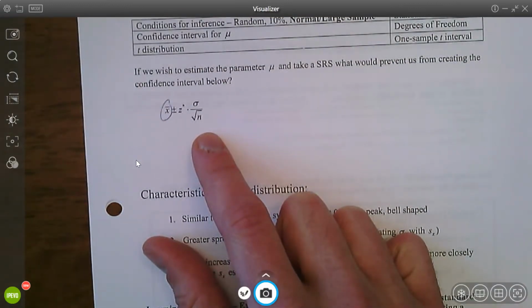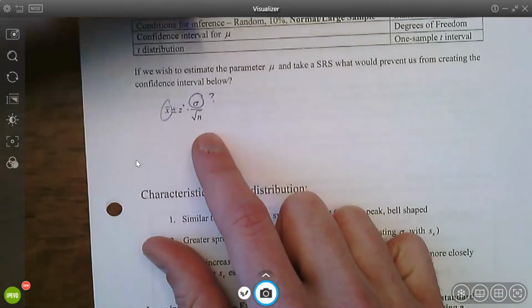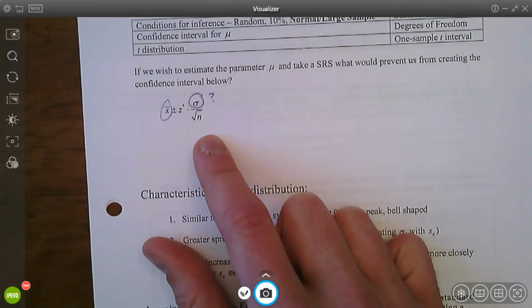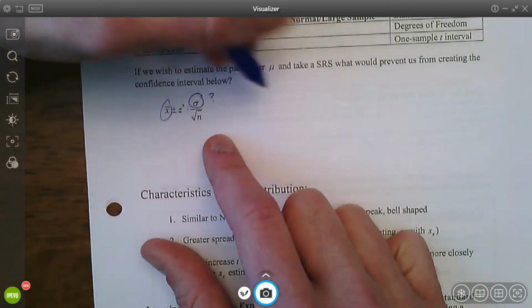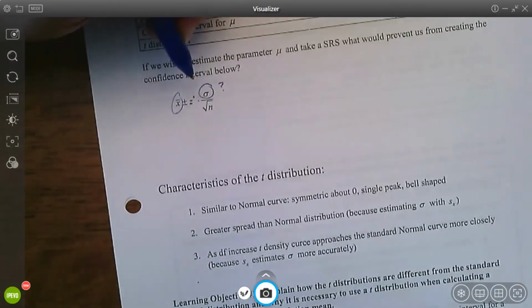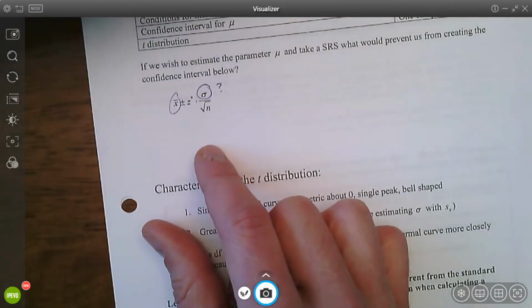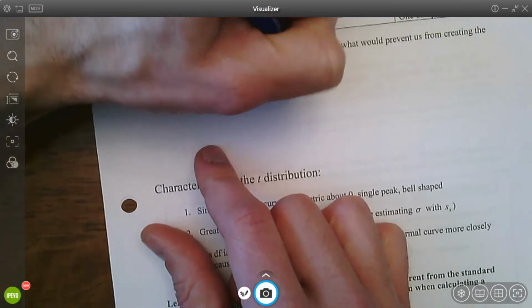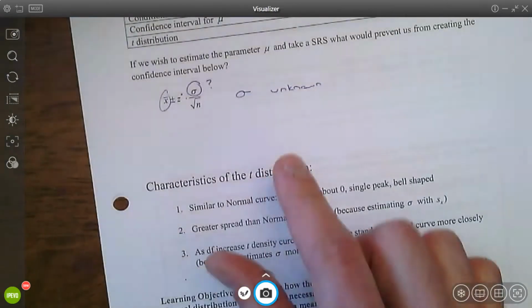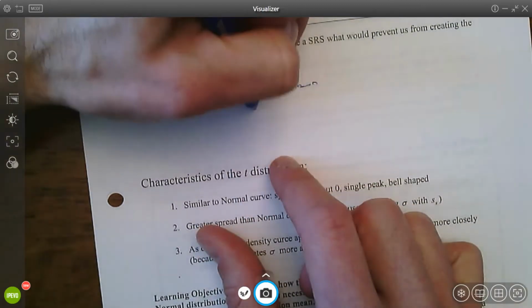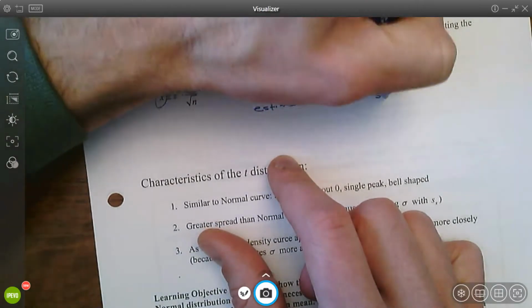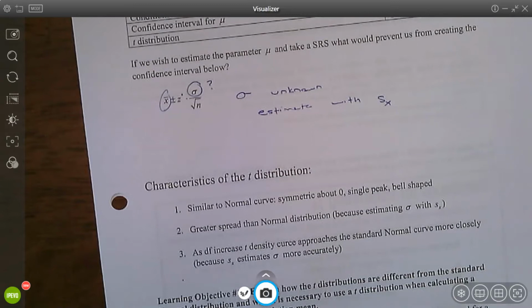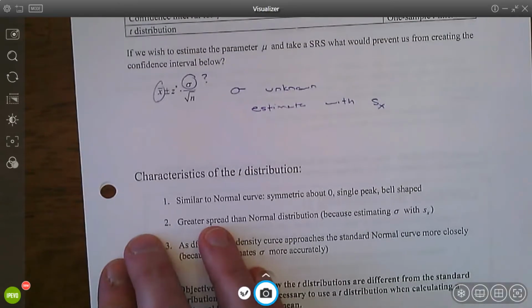But what's going to prevent us from doing this is the fact that we don't know the population standard deviation. If we did, we'd also know the population mean, and therefore we wouldn't have to calculate a confidence interval at all. So here's the deal. We need to figure out what is the best estimate for the population standard deviation because sigma is unknown. So if we're trying to estimate the population standard deviation, we're going to estimate it with, no shock here, the sample standard deviation. So now, instead of estimating one parameter, we're estimating two parameters.